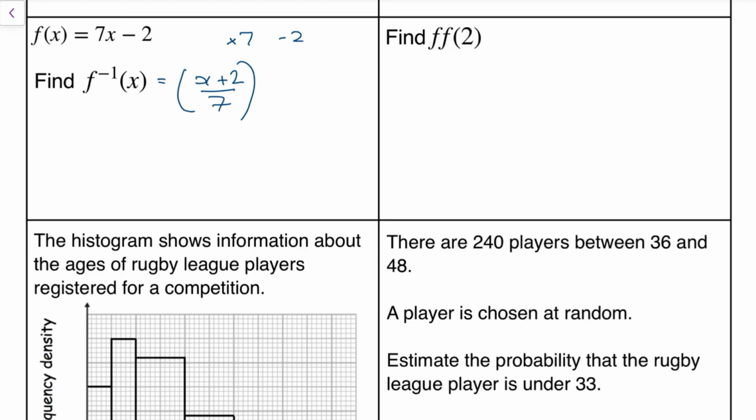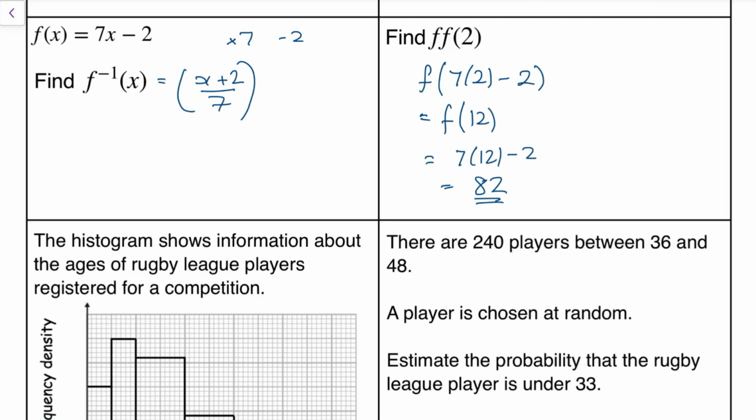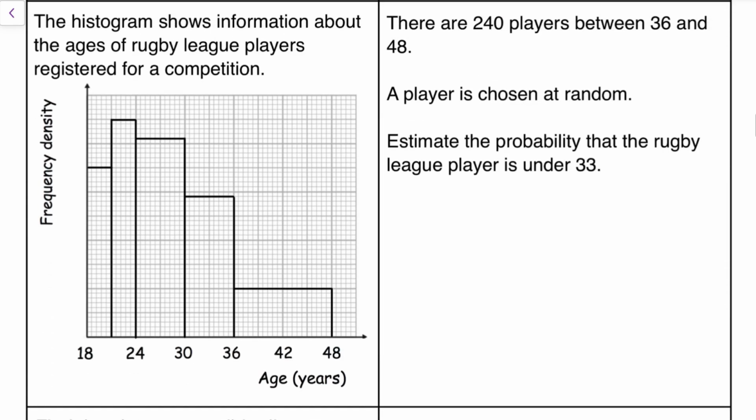Then I need to find f of f of 2. So the way I'm going to do that is I'm going to put 2 into the f equation. And so that's going to be f of 14 minus 2, which is 12. And then I'm going to do f to that again. So that's going to be 7 times 12 minus 2, or 7 times 12 is going to give me 84, minus 2 is going to give me 82. Good question. Composite functions question.